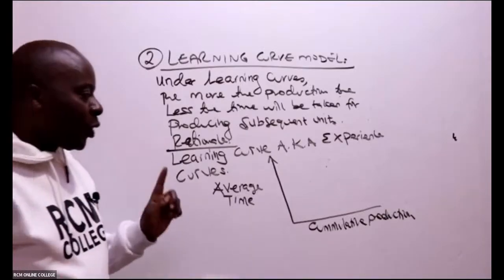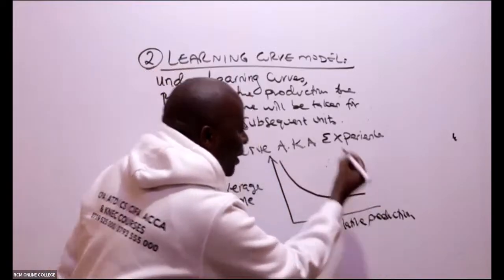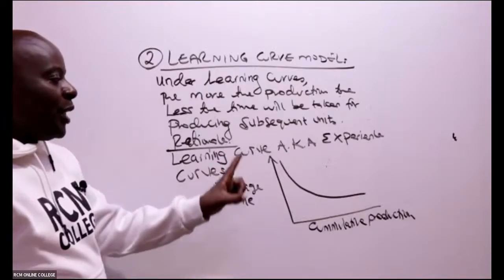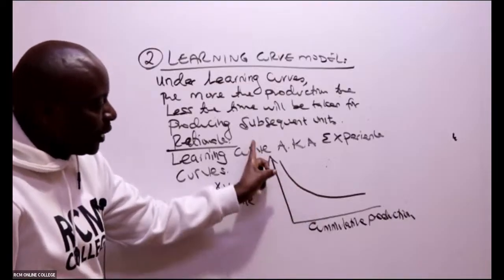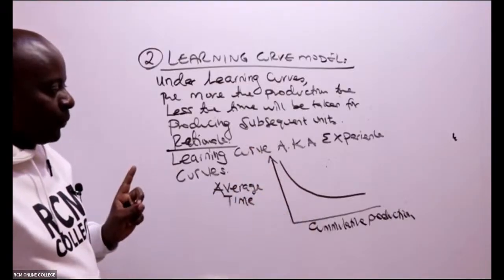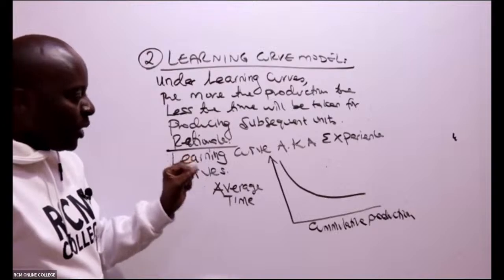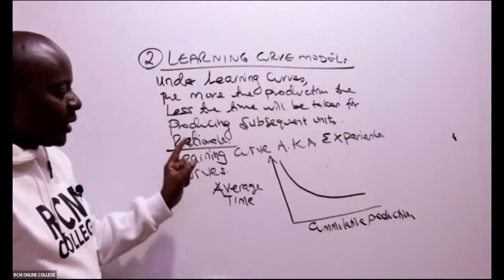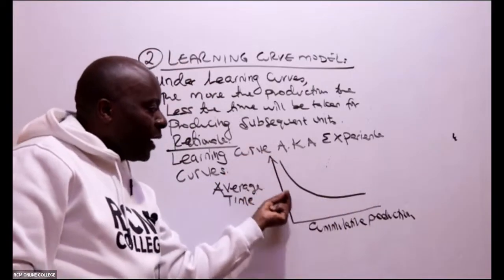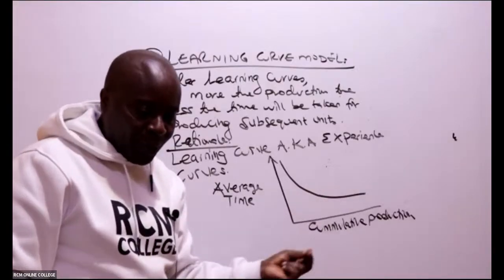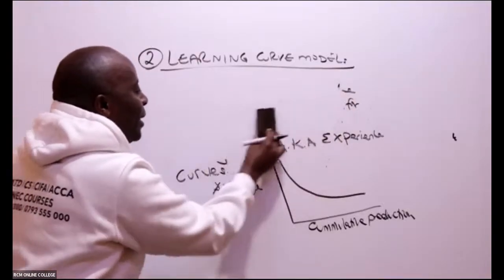I would want us to appreciate one thing. As cumulative production increases, you can see the average time for subsequent units reducing. So there is an inverse relationship between cumulative production and average time, such that as production increases, average time reduces.